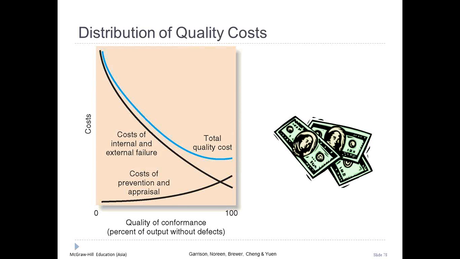Third, companies reduce their total quality costs by focusing their efforts on prevention and appraisal because the cost savings from reduced defects usually overwhelm the costs of additional prevention and appraisal. And fourth, total quality costs are minimized when the quality of conformance is slightly less than 100%. This is a debatable point in the sense that some experts believe that total quality costs are not minimized until the quality of conformance is 100%.